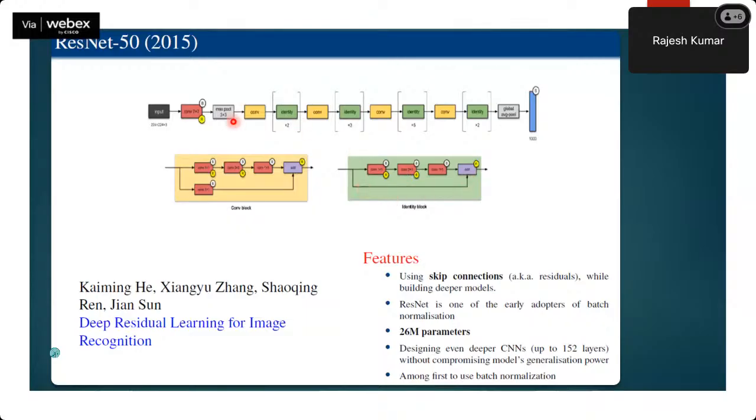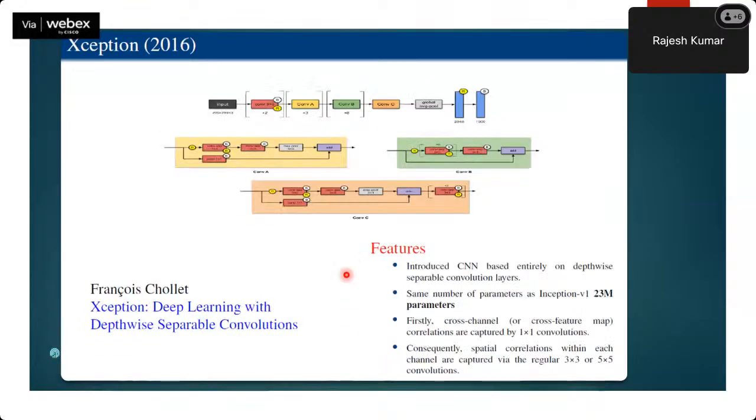Because what will happen if I use many blocks in serial, the information is lost, as I told you. So they go for the residual. They call this the residual part, and they connect it. The concept of residual is introduced here. That is basically ResNet, residual network, and they are designed for 152 layers, 26 million parameters, and they have used batch processing there.